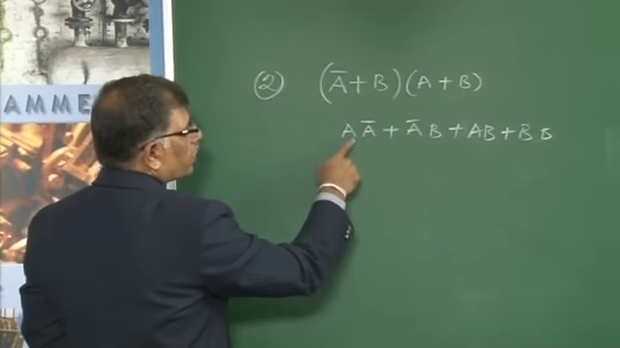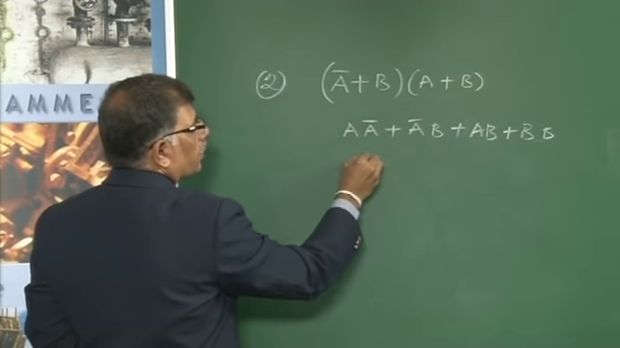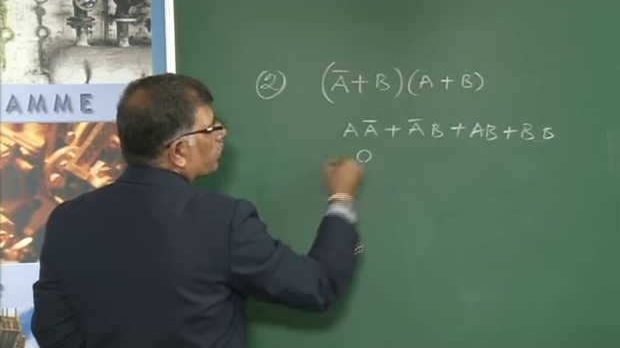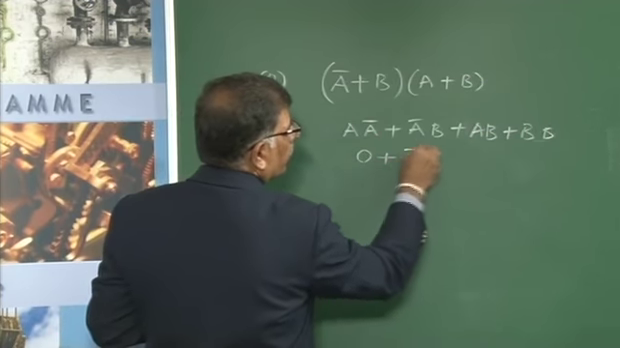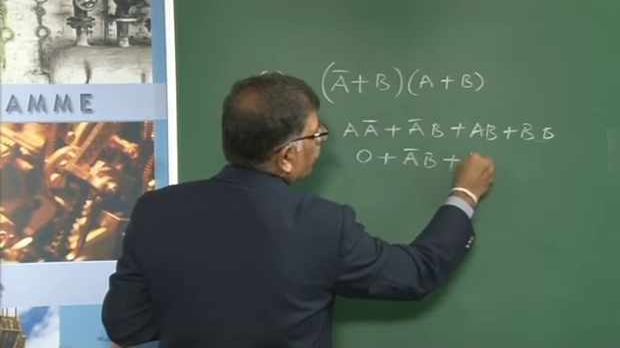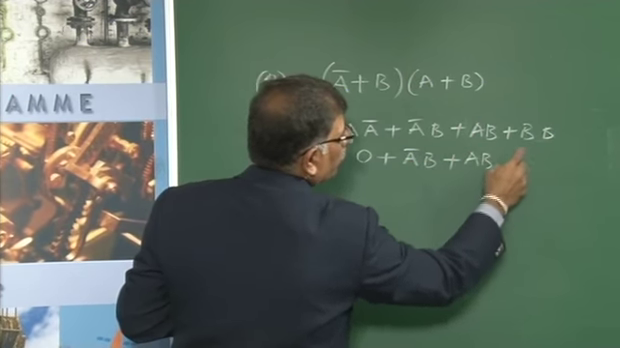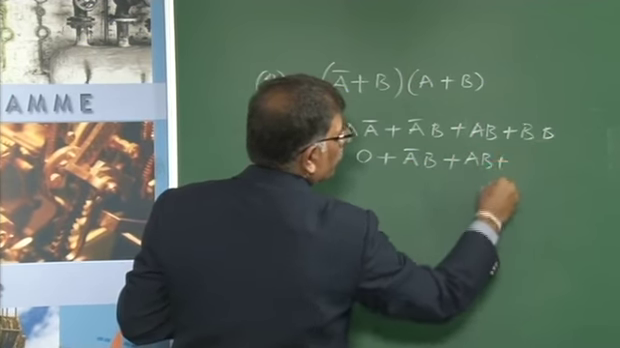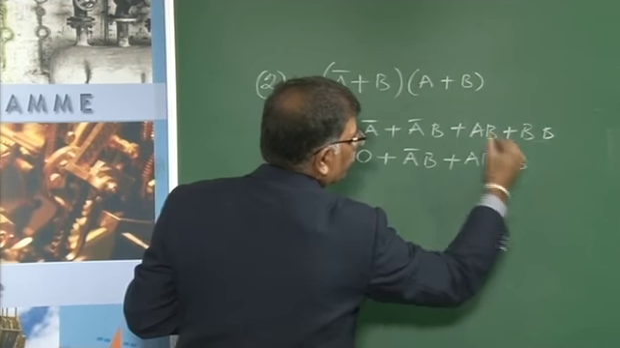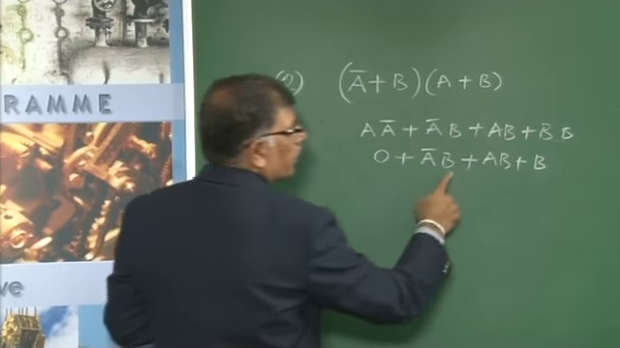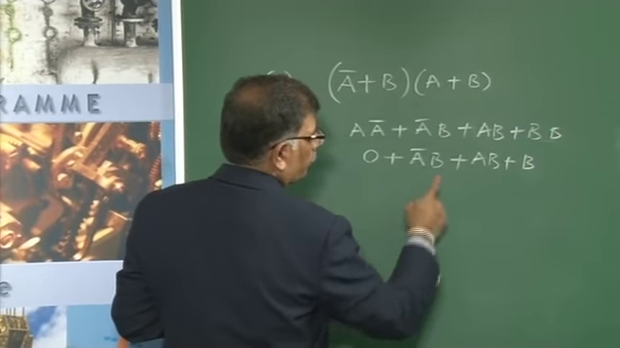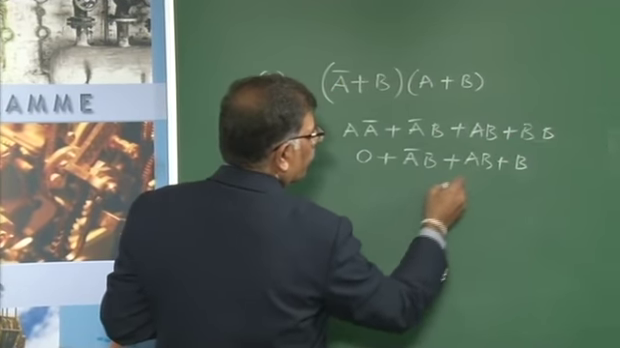According to the law, A dot A bar is equal to 0, plus A bar B plus AB. B into B is the same term, so that is equal to B itself. Okay. So now what I can do is take a common factor here. I can take a common factor like B.